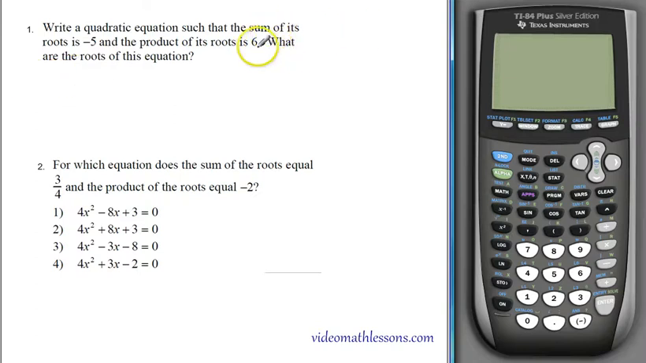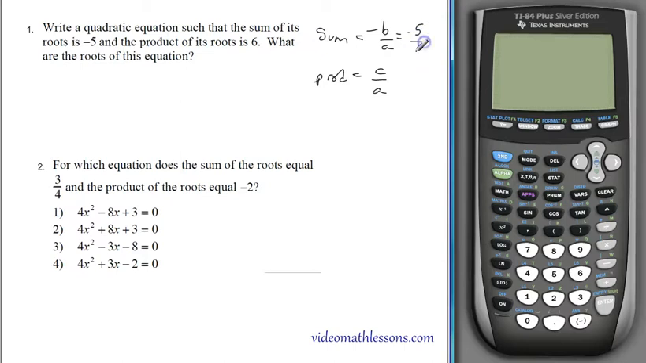They use the words sum and product, and we have two formulas you need to know. The sum of the roots equals -b over a, and the product of the roots is equal to c over a. Those are two formulas you must memorize. Now it says the sum is -5, so this is going to equal -5.